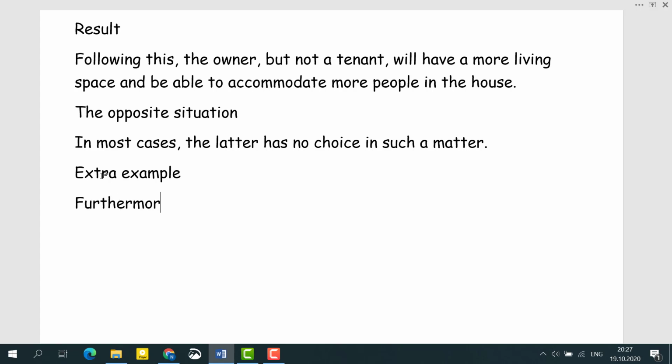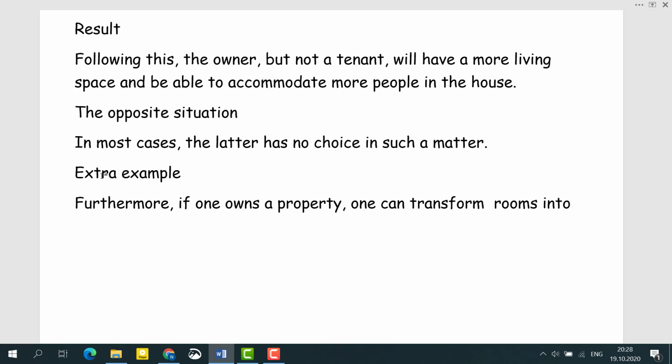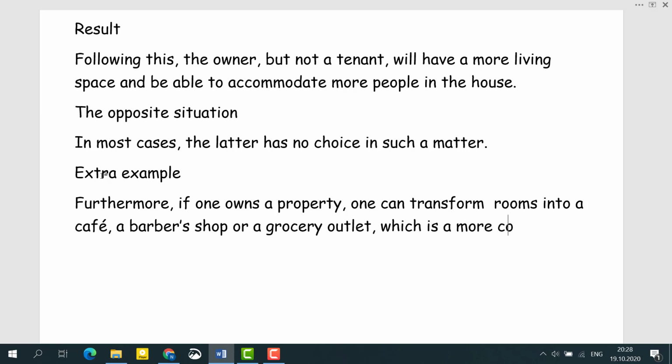Furthermore, if one owns a property, one can transform rooms into a cafe, a barber shop, or a grocery outlet, which is a more complicated process when renting. Here we go.